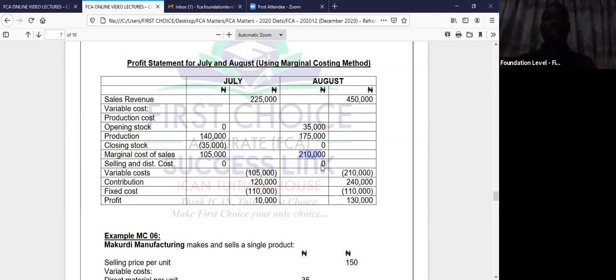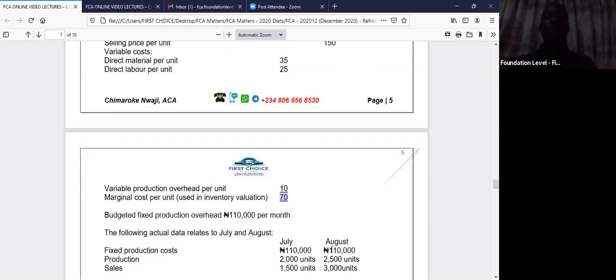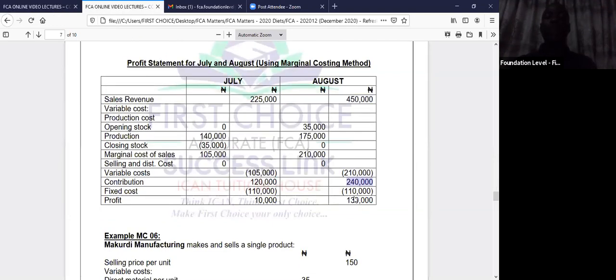Notice here that there is no selling and distribution cost. So this 210 that is here remains the same here. This 210 now is your variable cost, which you deduct from sales revenue of 450. You have 240,000 as your contribution. Mind you, the question gave you a fixed cost of 110,000, which you are going to use now. Less it from 240, you have 130 as your profit.